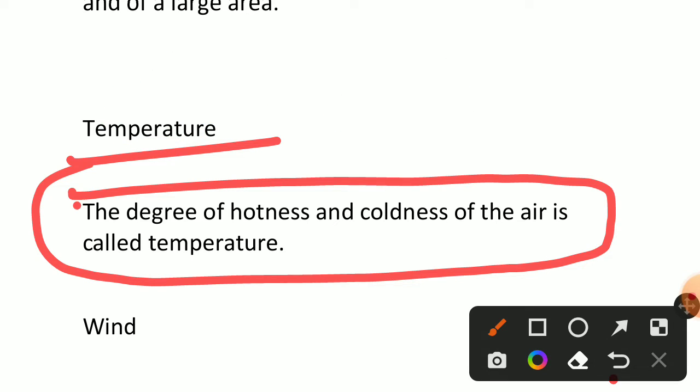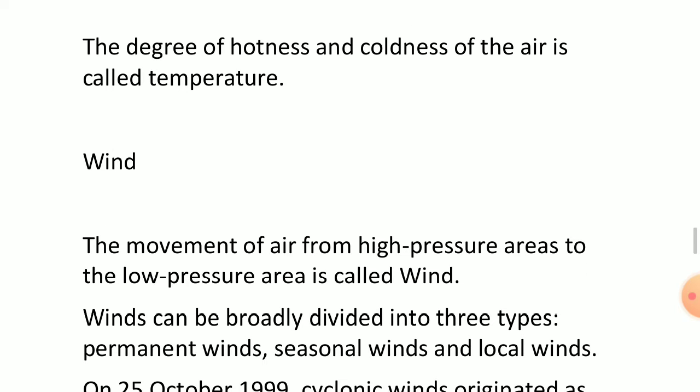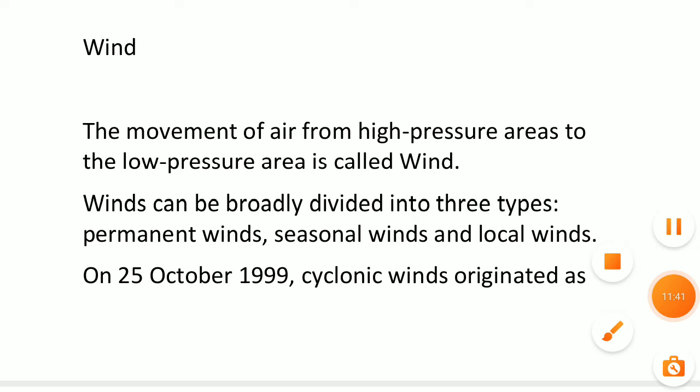The degree of hotness and coldness of the air is called temperature. The hotness and coldness is in the air, not in the earth. In the air, it is called temperature. That's all. Temperature finished. Next we are going to see about wind.